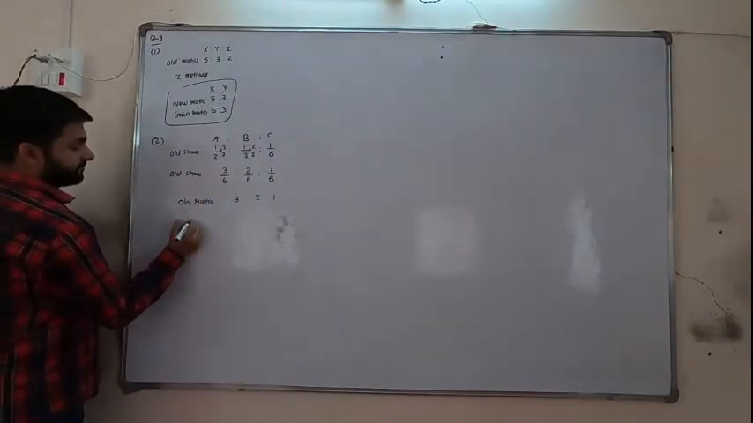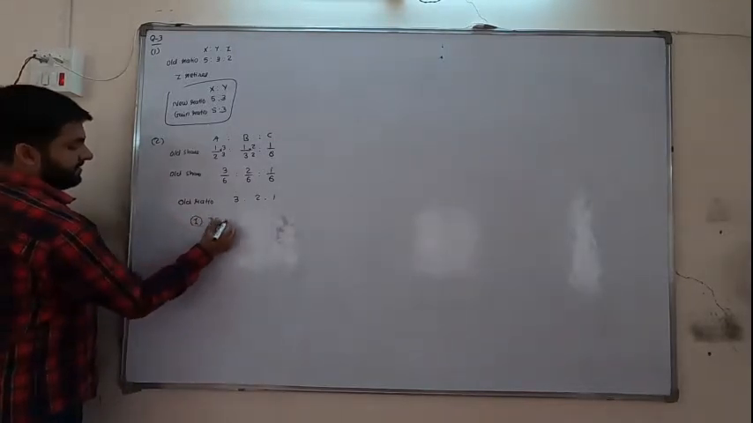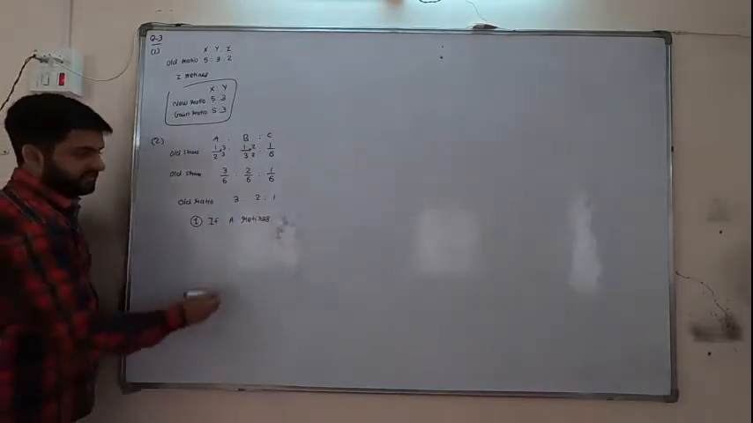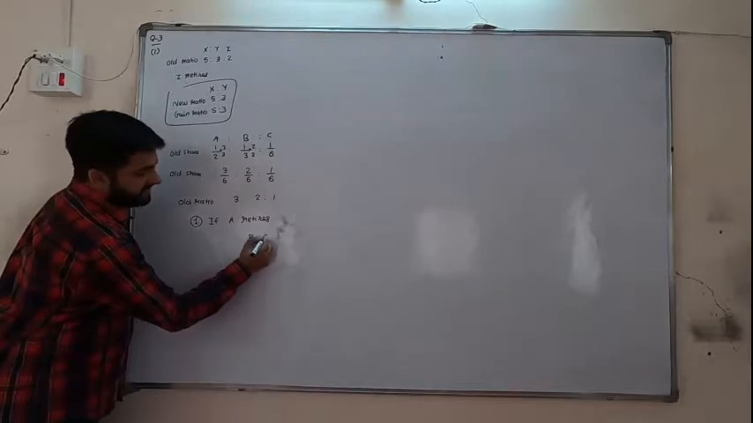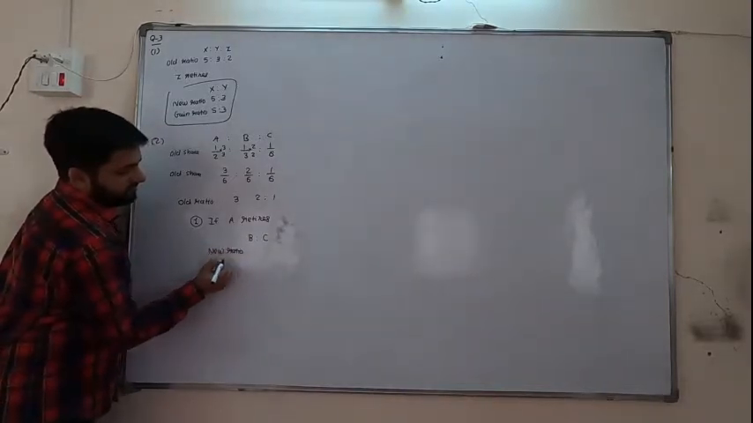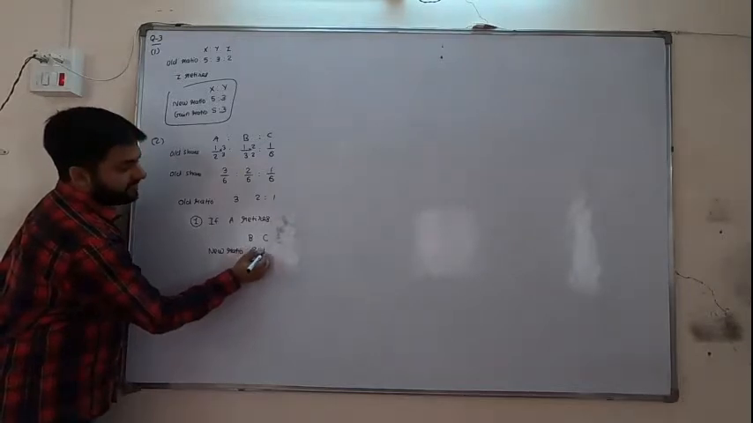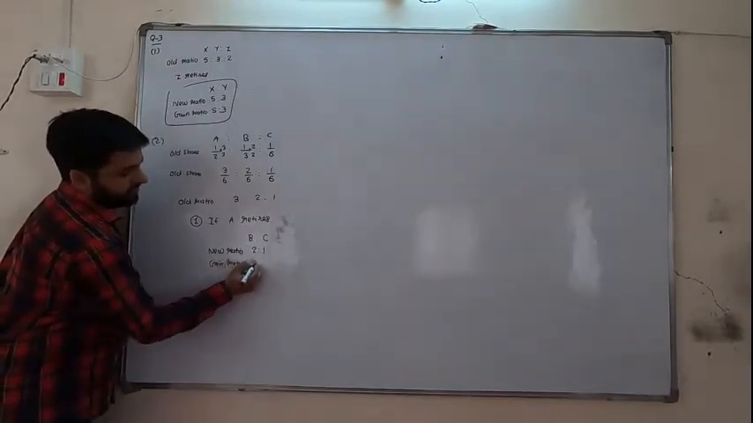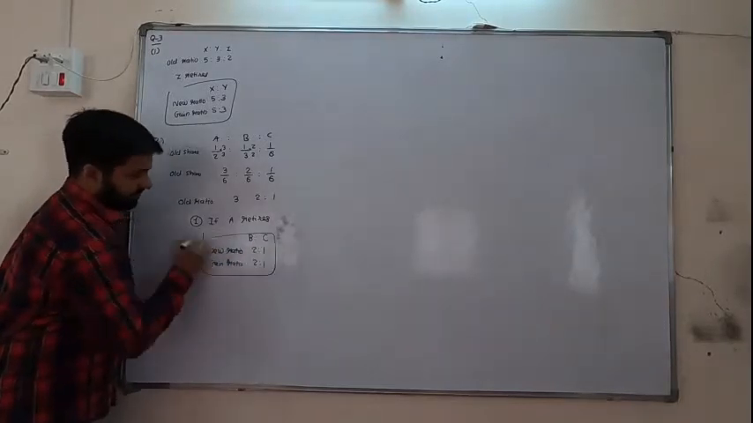Now we have to calculate in first way. If A retires, then who will remain? B and C will remain. So the new ratio for B and C would be 2:1. Gain ratio for them will also be 2:1.